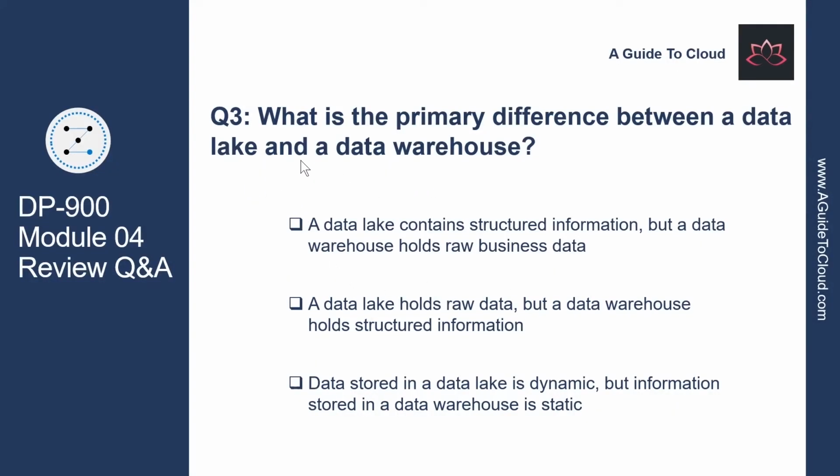Let's look at question number 3. What is the primary difference between a data lake and data warehouse? Is it a data lake contains structured information, but a data warehouse holds raw business data? No. Is it a data stored in a data lake is dynamic, but information stored in data warehouse is static? Definitely not. So the correct answer is data lake holds raw data, but a data warehouse holds structured information. A data warehousing solution converts the raw data in a data lake into meaningful business information in a data warehouse.